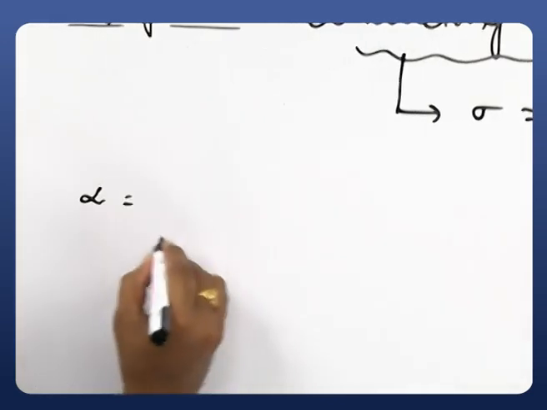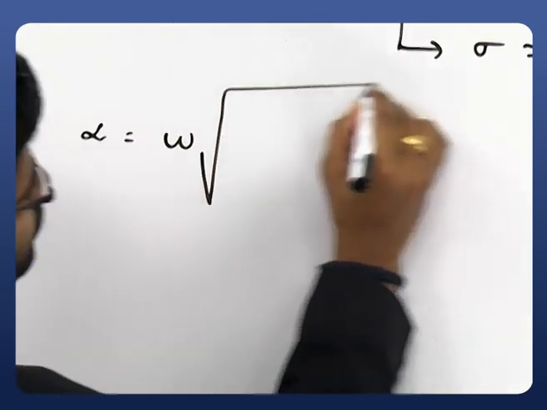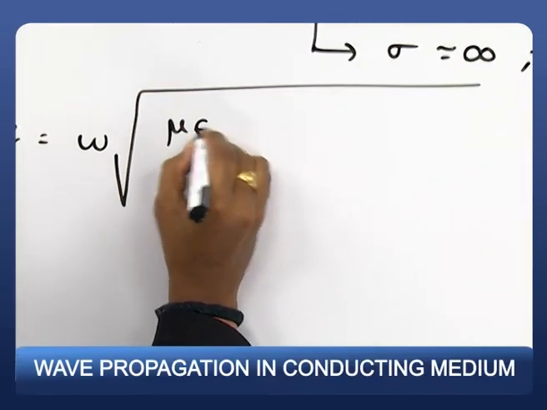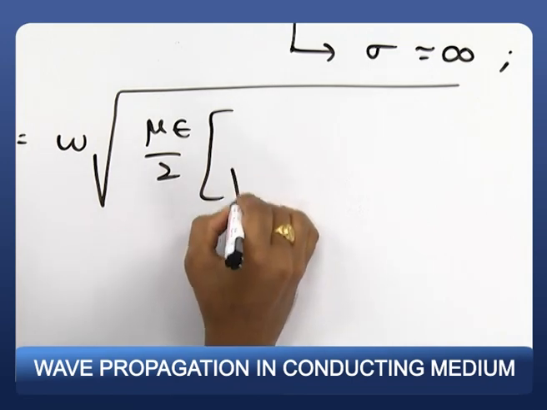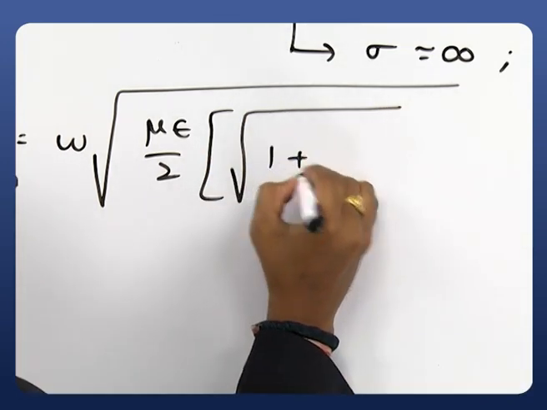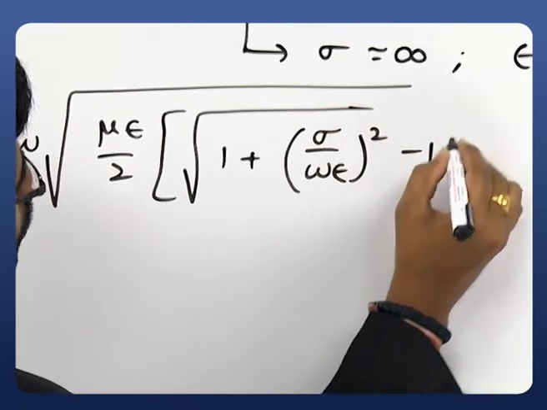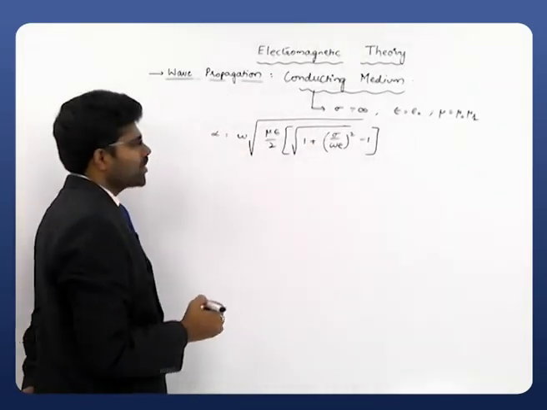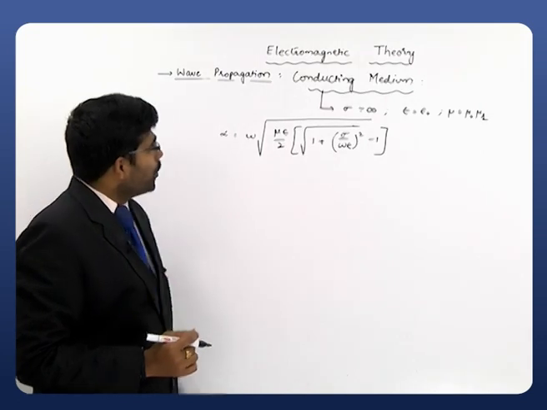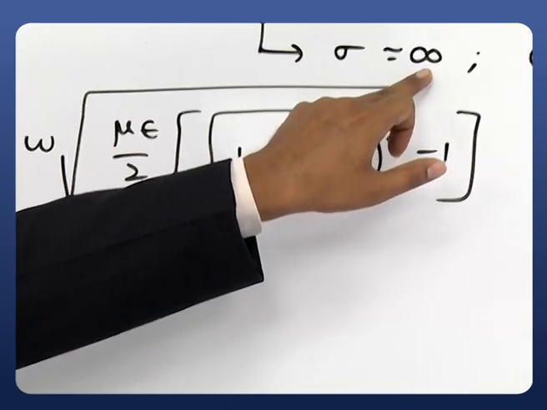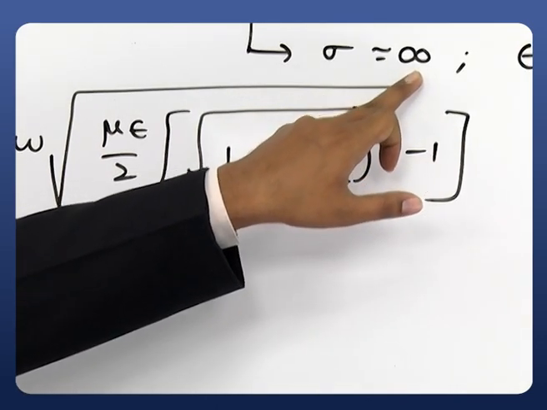So alpha is equal to omega under root mu epsilon by 2 under root of 1 plus sigma by omega epsilon whole square minus 1. So this is the equation of alpha. Now we are taking sigma as approximately infinite. Infinite means a very high value, right?